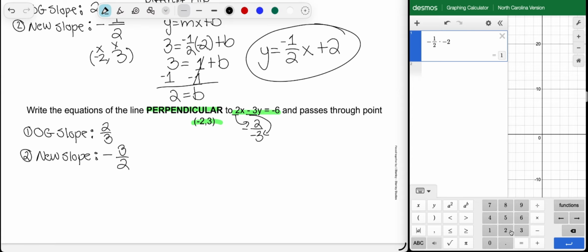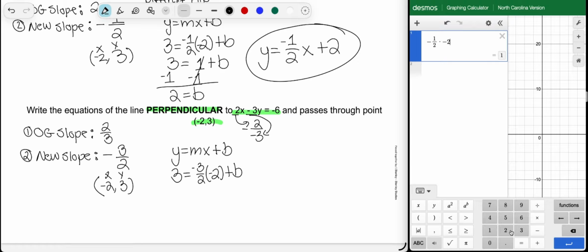Okay, so now we use the point. The point they gave me was -2, 3. That's going to be my x. This is going to be my y. So with that, I can plug in y equals mx plus b. Matching up my letter and my number. Y is 3, so underneath y I put 3. My m was -3/2. That's my new one. Parentheses, my x is -2 plus b.